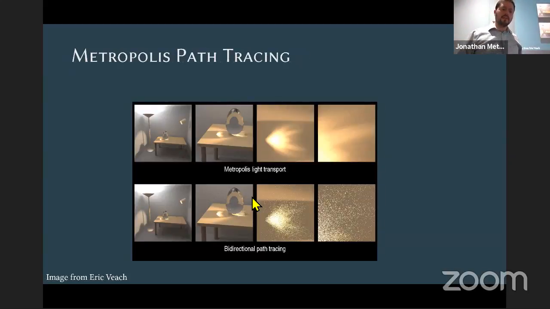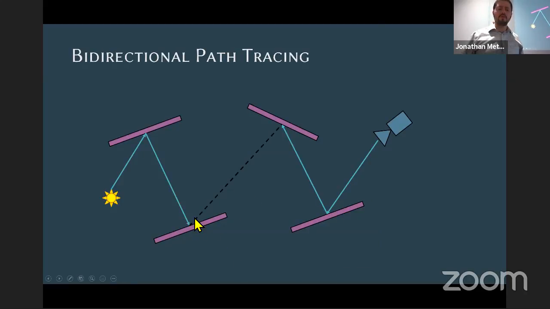All right, and then we looked at Metropolis path tracing. So the idea here is that you would just move these paths around a little bit, depending on where you're getting the better results.